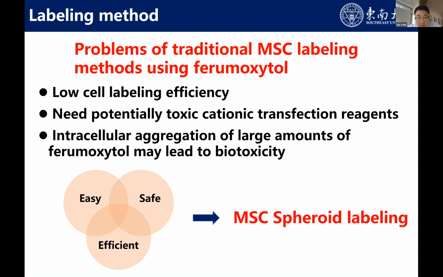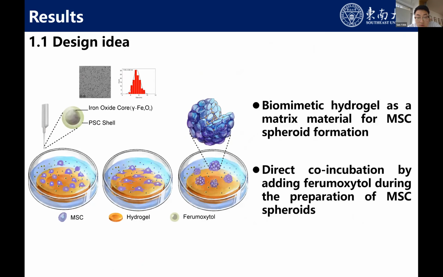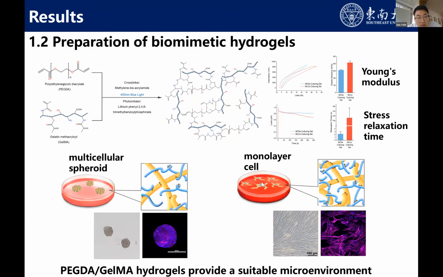So we want to develop an easier, safer, and efficient method for spheroid labeling. Based on our former research, we want to use a mimetic hydrogel as a matrix material for MSC sphere formation, and add ferumoxytol directly during the preparation of spheres for labeling. Next, we designed two types of GelMA-PEGDA hydrogels for culturing MSCs by adjusting the ratio of GelMA to PEGDA.